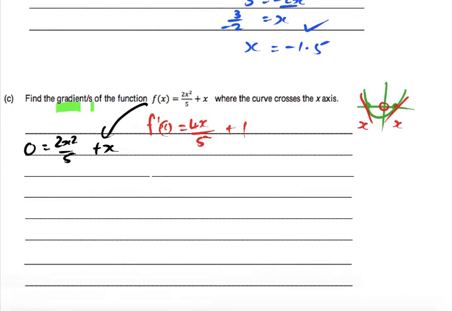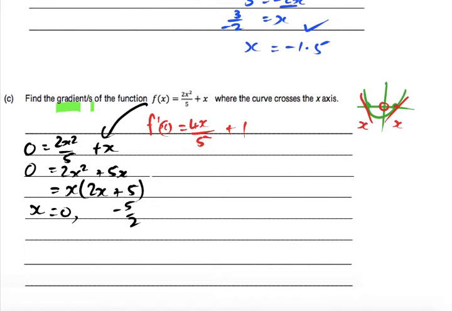This 5 is a problem. I'll multiply everything by 5. So I've multiplied each term by 5. The left, 0 times 5, is 0. Now I can factorize. Oops, it doesn't factorize with 2. It factorizes with x: x times 2x plus 5. So it crosses when x equals 0 and also when x equals negative 5 over 2. So we can then put those into the formula.